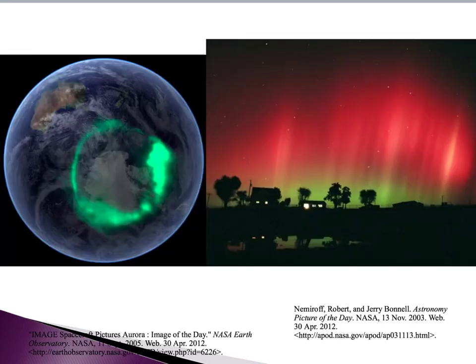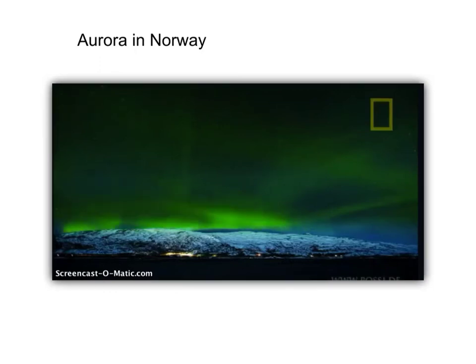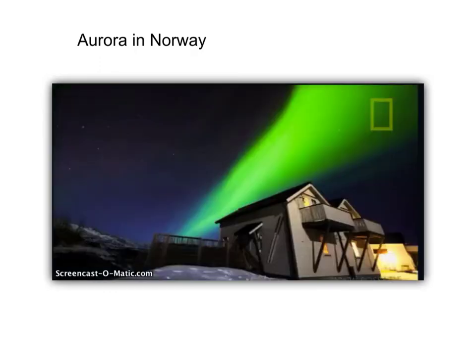Here's an image from outer space. This is the southern lights surrounding Antarctica. You see how it's mostly green. Here's another image. You have some green down here, and you have some red up here. Here's the Aurora Borealis over Norway. So again, you see the most common color is green.